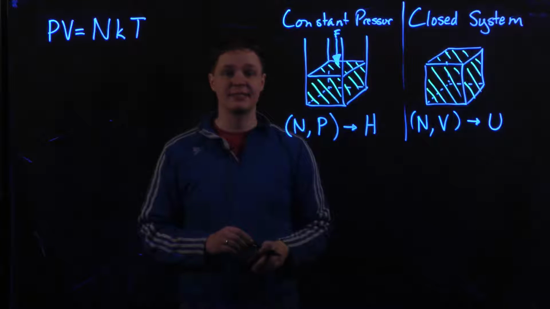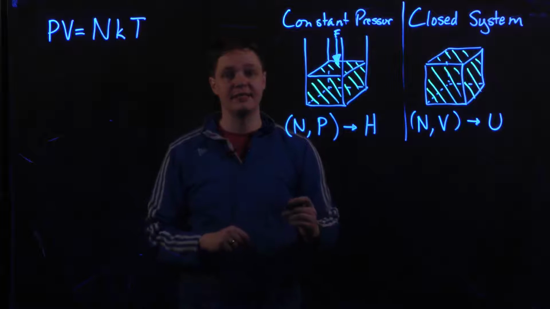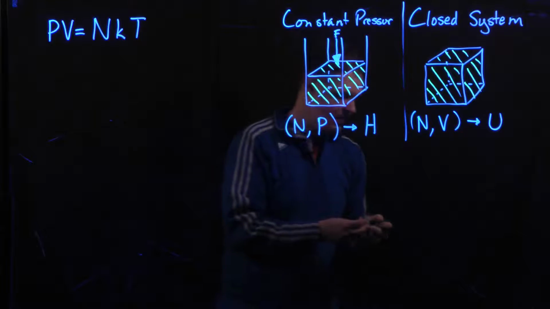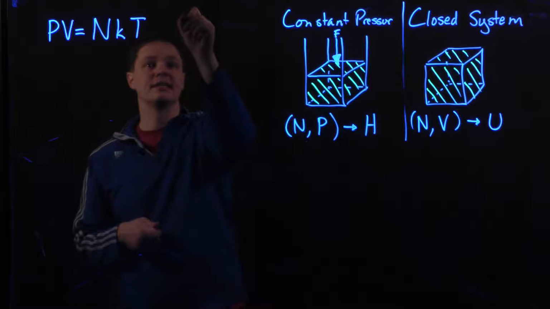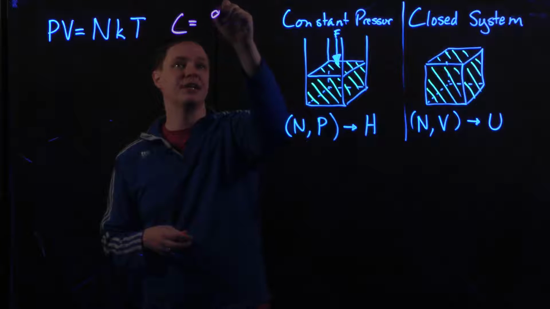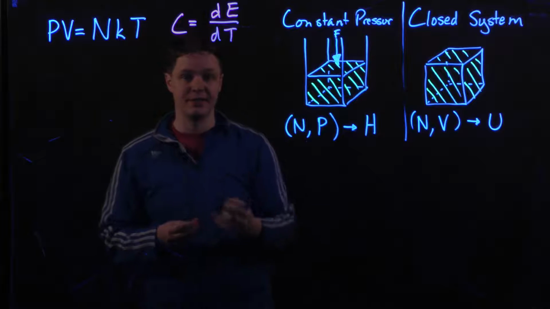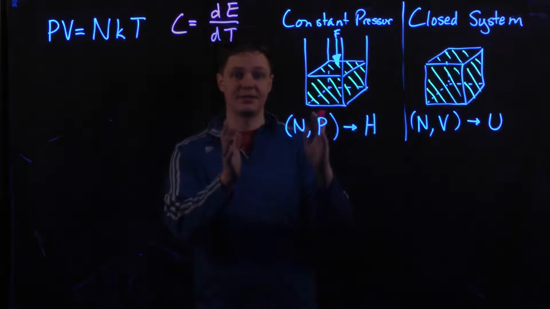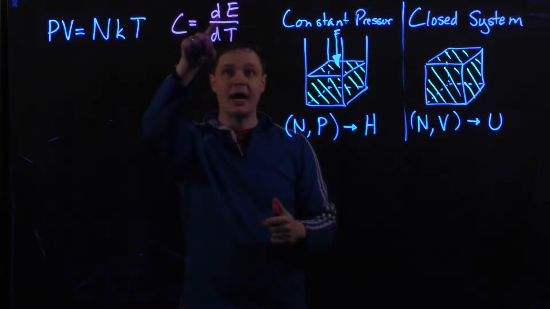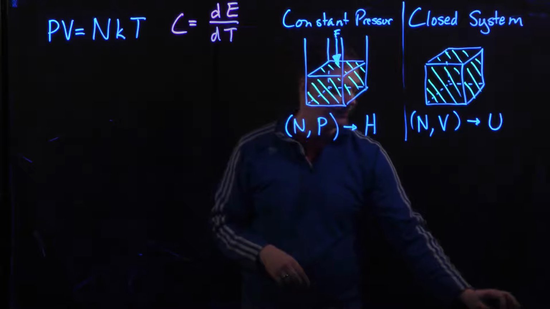Now, for both of these systems, we will be looking at something that we call the heat capacity of these systems. The definition is that the heat capacity is equal to the change in energy over a change in temperature of the system. So if I bring in some external system at a different temperature and let this thing change temperature, I want to know how much energy changes in the system. That's given by the heat capacity.